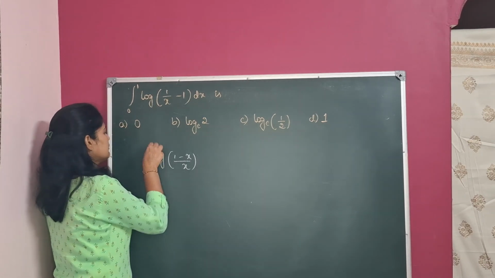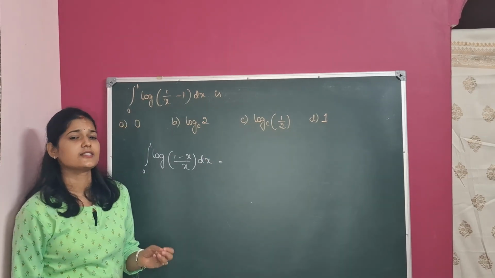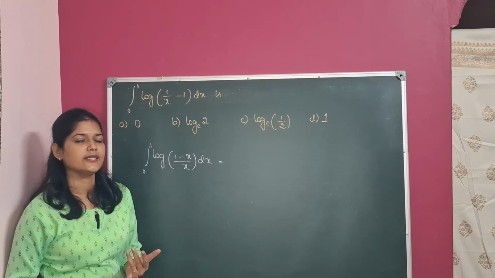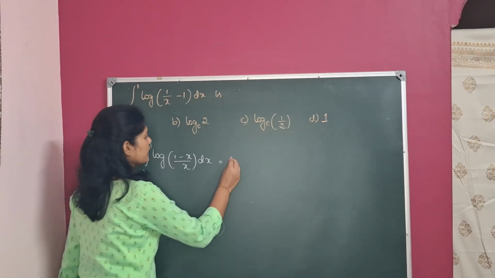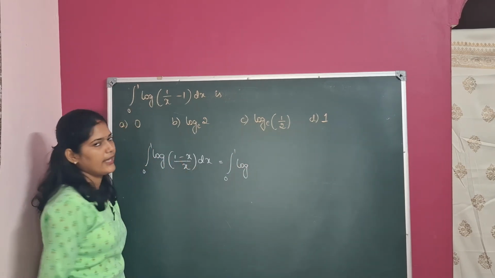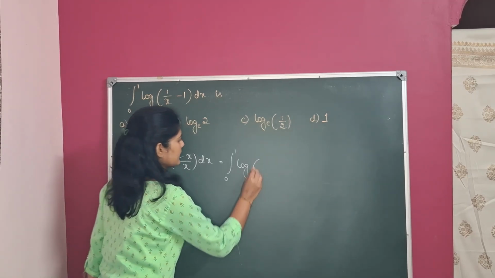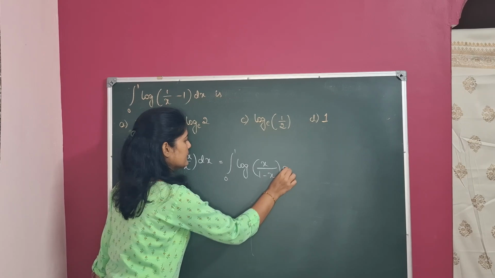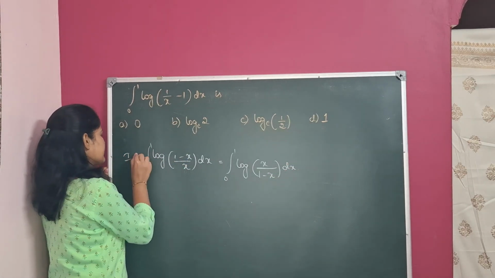We have the property related to definite integrals, that is, the integral from 0 to a of f of x dx can be written as the integral from 0 to a of f of a minus x dx. Therefore, we can write it as the integral from 0 to 1 of log of x replaced by 1 minus x. So 1 minus x is nothing but x divided by x replaced by 1 minus x, dx. Let us take this as I.